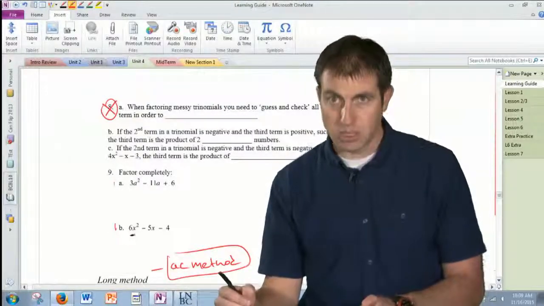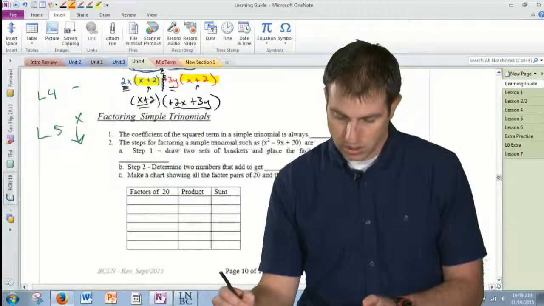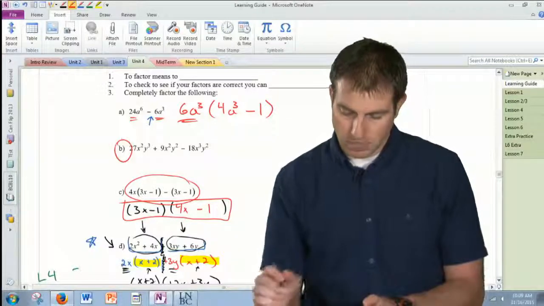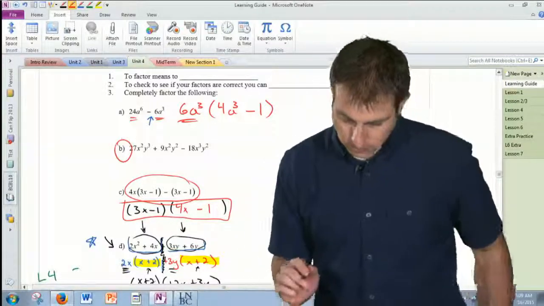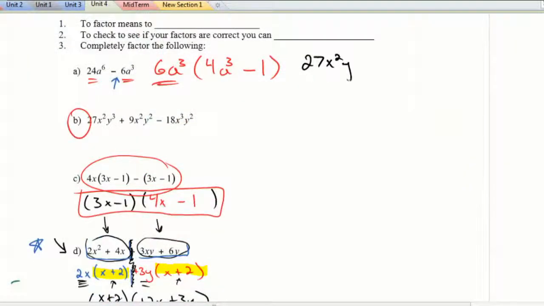Page 10, 3B, and page 12, number 7. Page 10, 3B. I'm going to rewrite it up top here. 27x squared y cubed plus 9x squared y squared minus 18x cubed y squared. All right. The first step of any factoring question is asking, are there any common factors?